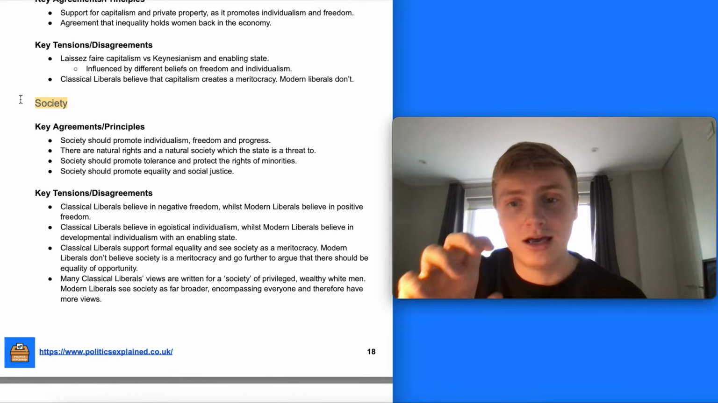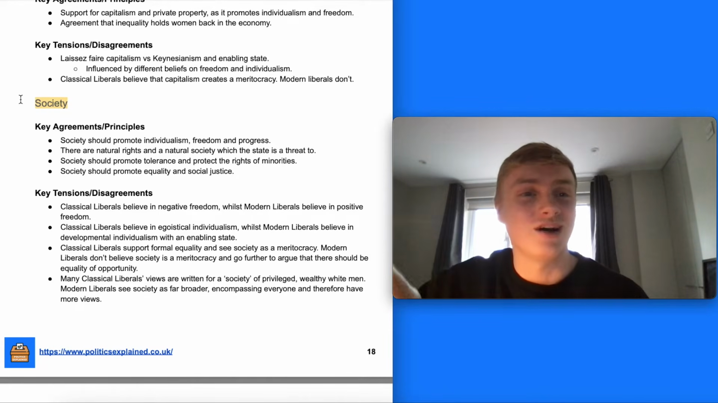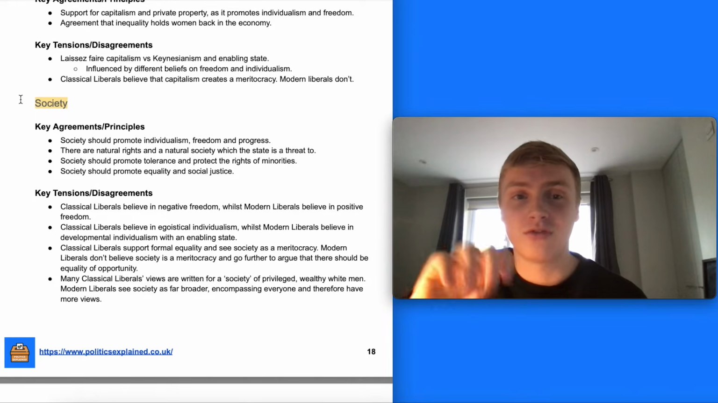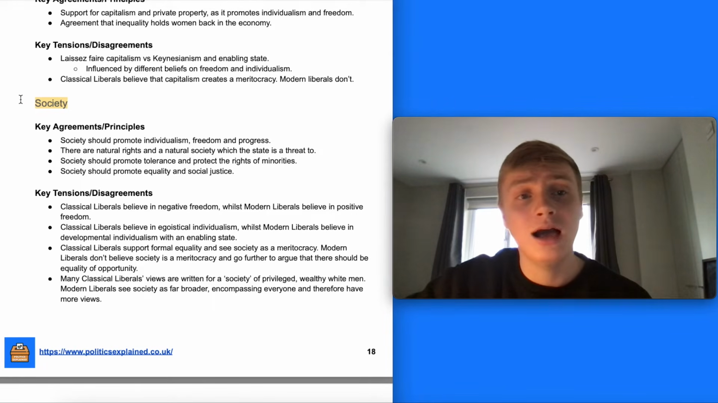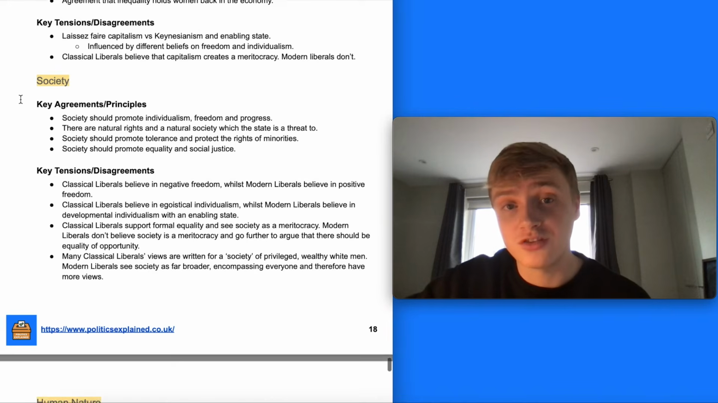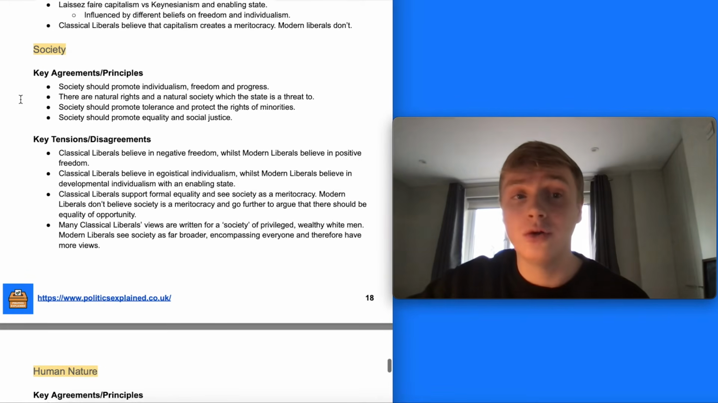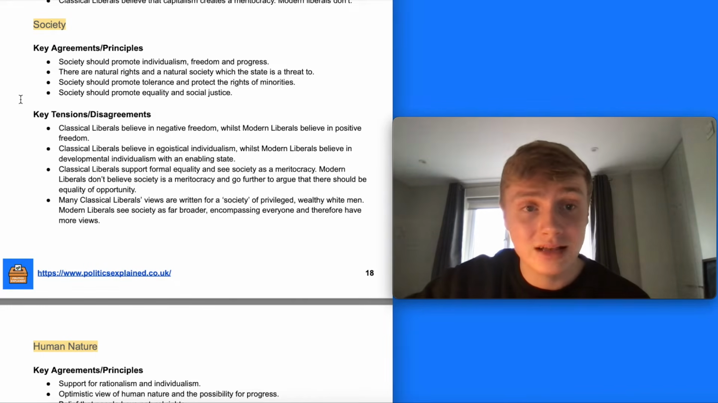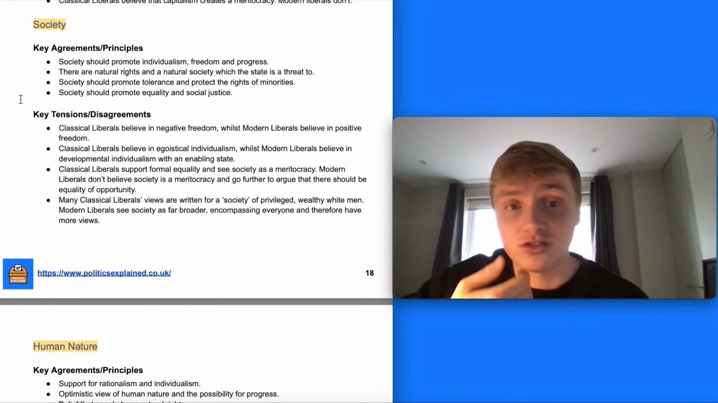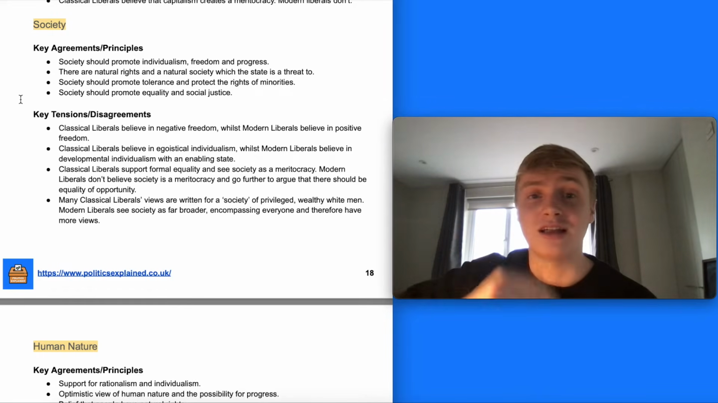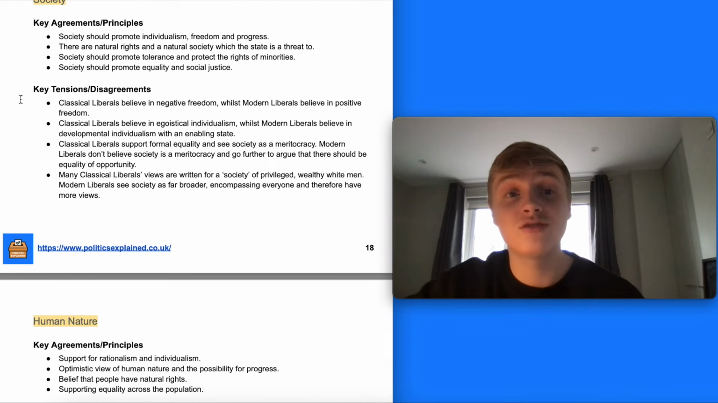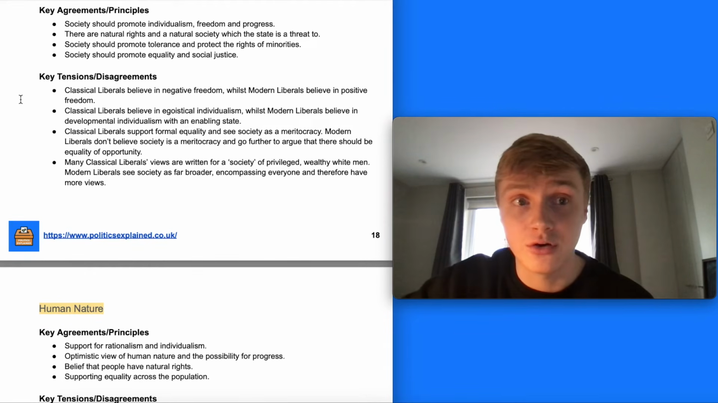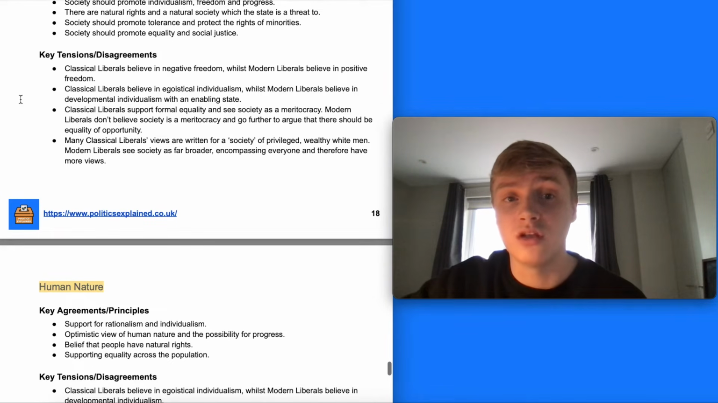And these, of course, as I spoke about, I think a lot of times are influenced by their different views of freedom and individualism. Classical liberals believe that capitalism creates a meritocracy when left alone, and modern liberals don't. In terms of society, key agreements are that it should promote individualism, freedom and progress. There are natural rights and a natural society, which the state is presented as a threat to. Society should promote tolerance and protect the rights of minorities, and also promote equality and social justice.